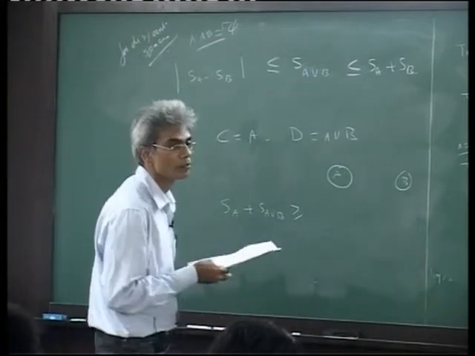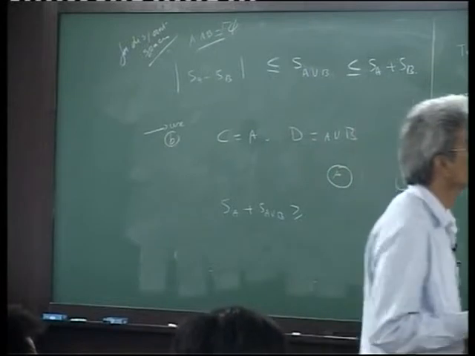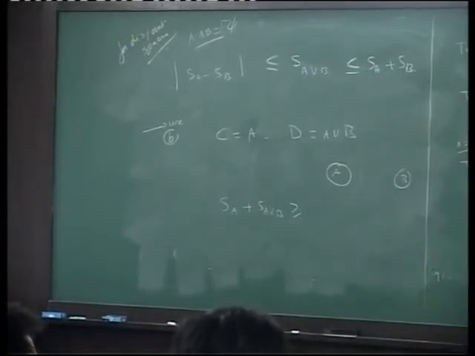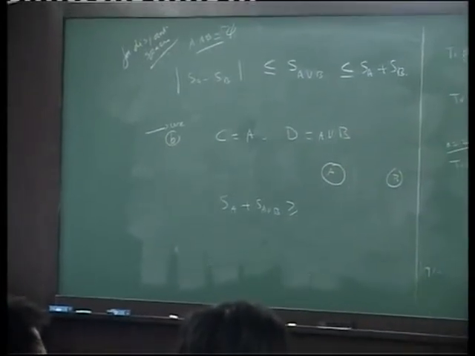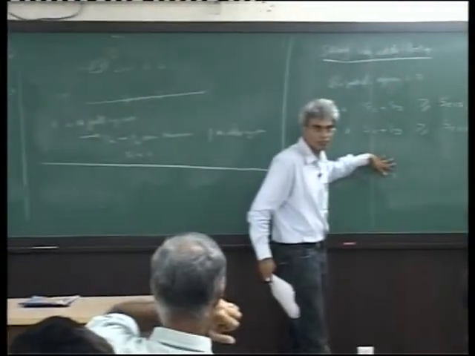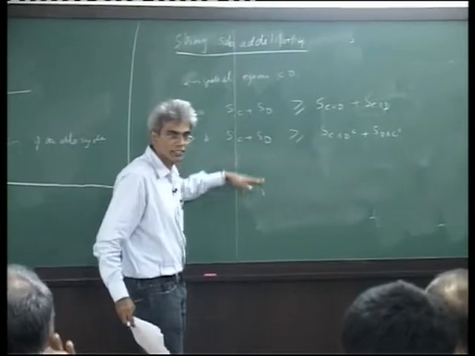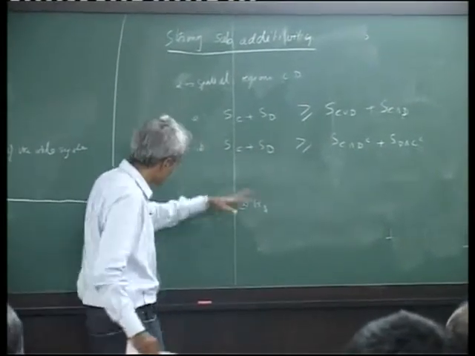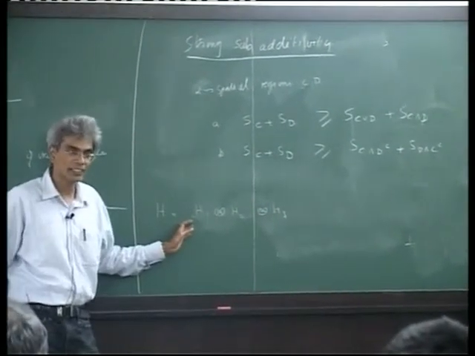C intersection D. You said that D and C are disjoint, right? Not in this formulation. In this formulation, they need not be disjoint. It's the original formulation where they were. So it is disjoint.